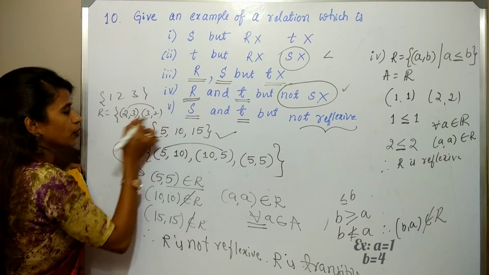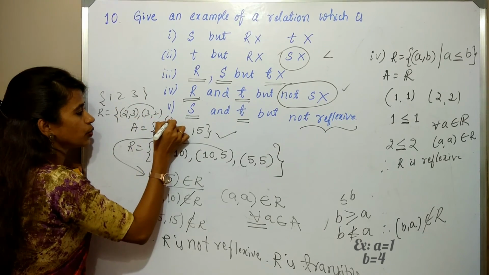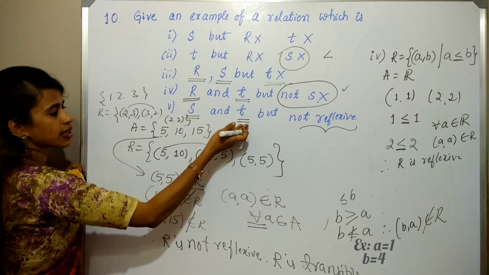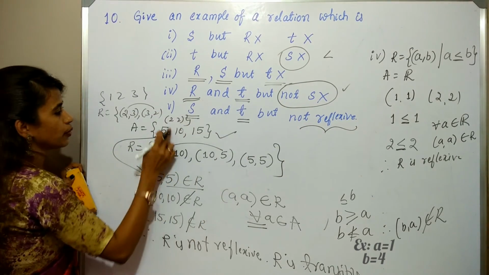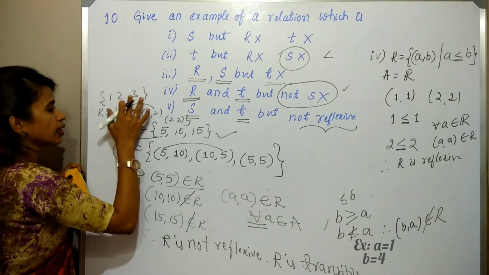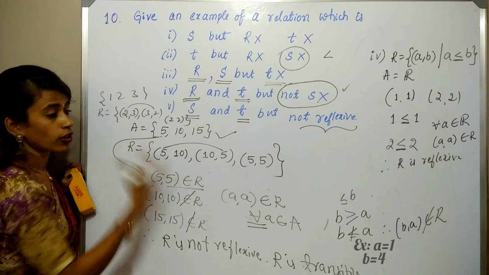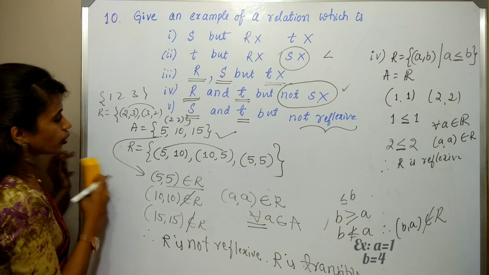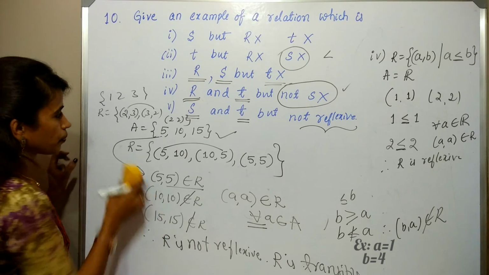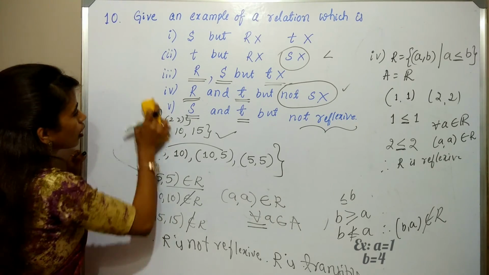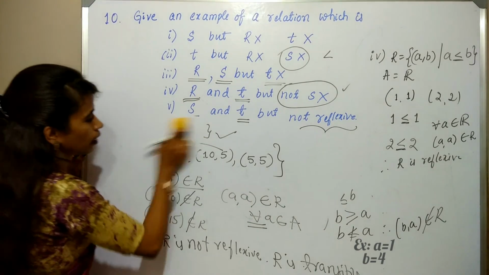What is AC, from AB and BC? It is (2, 2). Then it becomes transitive. For reflexive, (2, 2) is there, but (1, 1) is not there and (3, 3) is not there. Therefore, it is not reflexive. Okay, so you can make your own examples. So this is problem 10 with solution.